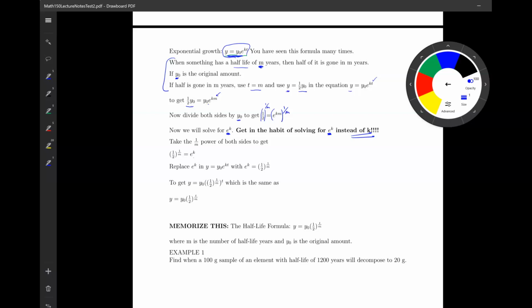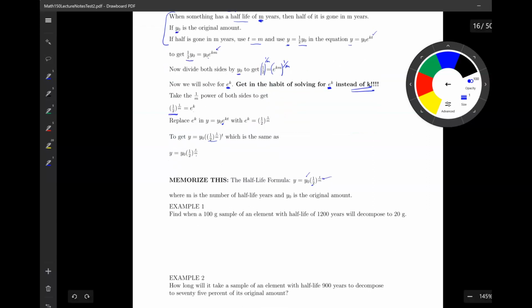So now put that back in. Put this 1/2 to the 1 over m power back in here for e to the k. And so I get 1/2 to the 1 over m, all to the t power. You multiply the exponents, and so I get this. So this is the formula for half-life that I'd like you to memorize. Half-life always has the number 1/2 in it. M is always the number of half-life years. Y sub 0 is the quantity that you started with.